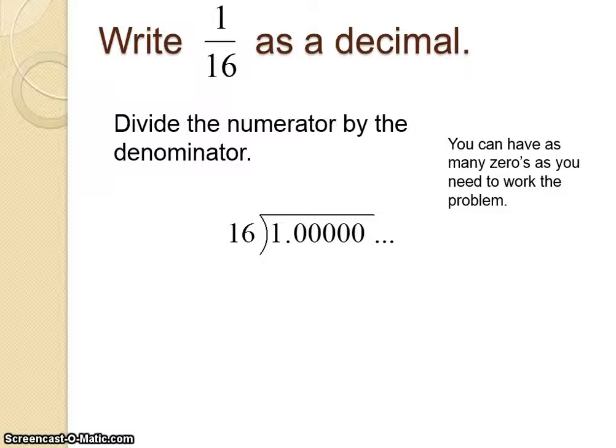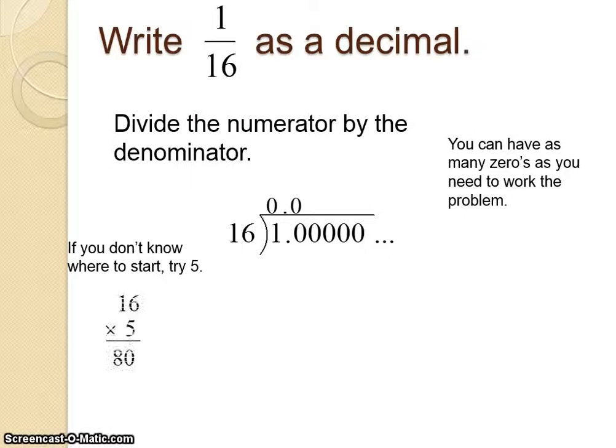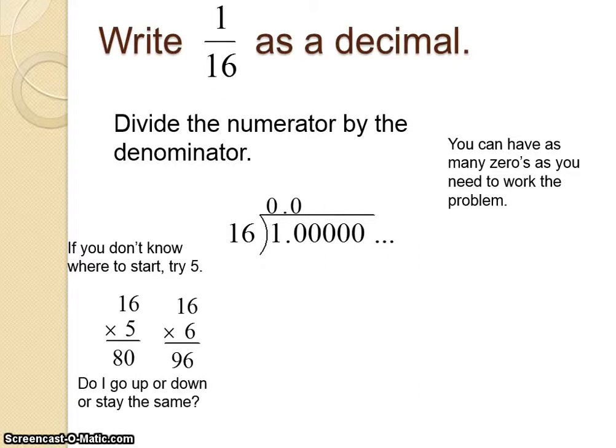Okay? Now, 16 won't go into 1 and it won't go into 10. So that's why I have 2 zeros. And notice I brought my decimal point up. If you don't know where to start, try 5. So we're going to try 5 times 16 to see if it'd go into 100. It's 80, which is a little bit too far, so I'm going to go up 1, and that gives me 96, which is really close.